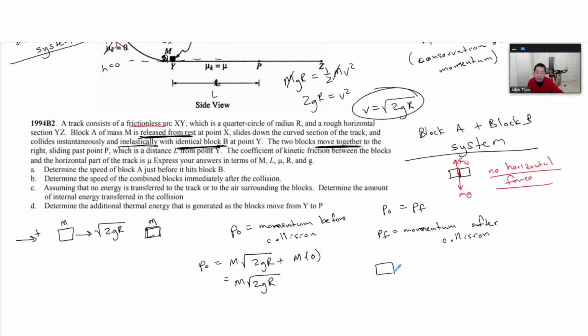Now the two blocks are stuck together, and they're both moving with some unknown velocity v. Then I would say the final momentum, again, is the sum of the momenta of every block. It's m times v plus m times v. And they're both moving at the same speed, so it's just 2mv. They both have the same v because they're moving together. They're stuck together. And then by conservation of momentum, I just set them equal to each other. I would say m root 2gr equals 2mv. Divide by m, the m's cancel, and then divide by 2. V would be root 2gr divided by 2.